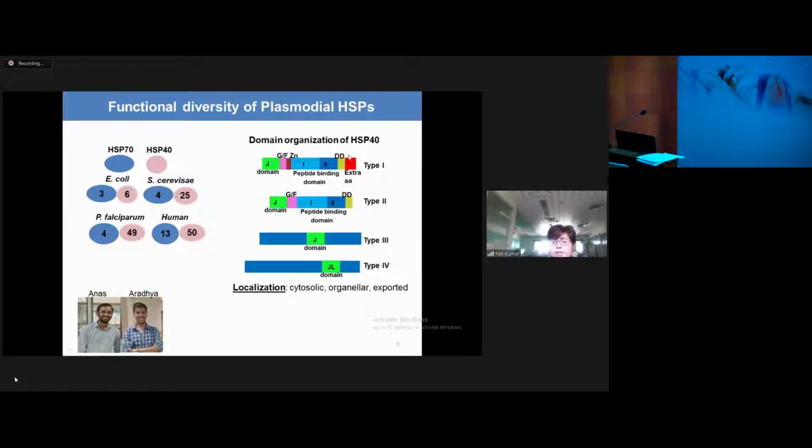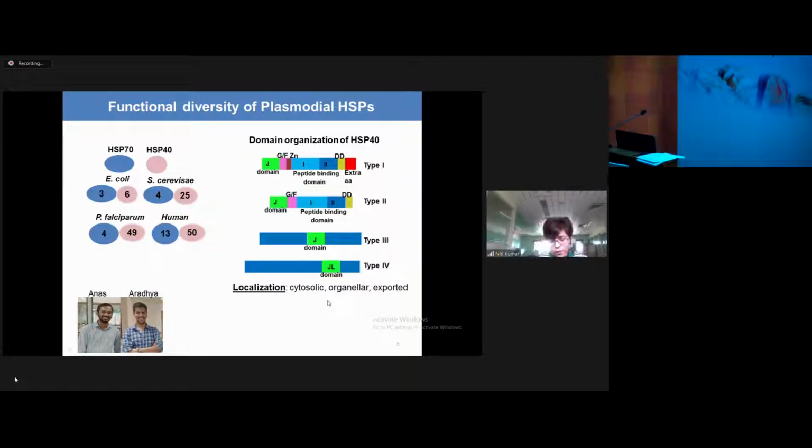And these HSP 40s are classified into different domains depending on the presence of J domain or the peptide binding domain. And seminal work from Alexander Myers and Alan Forman's lab and others' labs in India as well as in Germany and South Africa, they have shown that HSP 40s are exported into the host RBCs, and many other HSP 40s are either cytosolic or organellar.